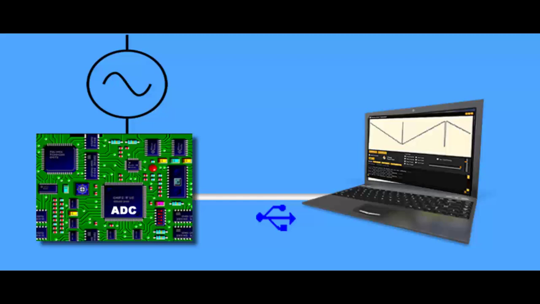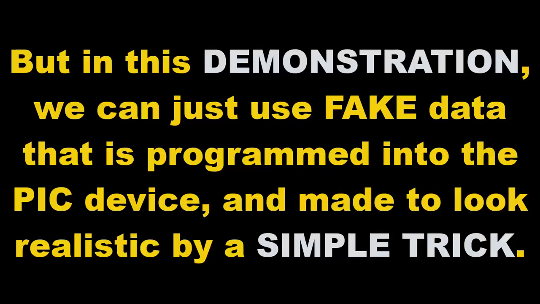If you wanted to measure real data from some physical device, you could use the analog to digital converter that is in the PIC microcontrollers. But for this demonstration, we can just use fake data that is programmed into the PIC device and made to look realistic by a simple trick.